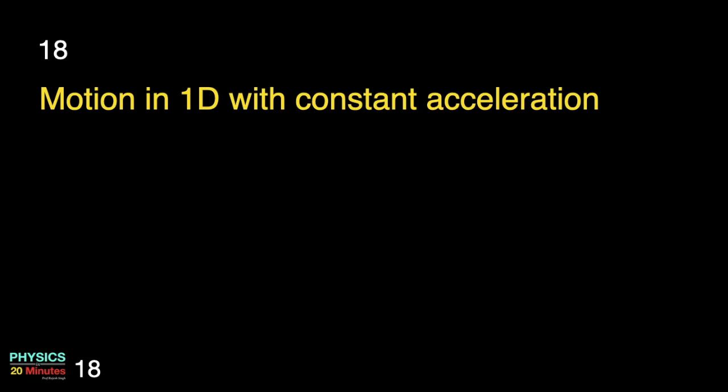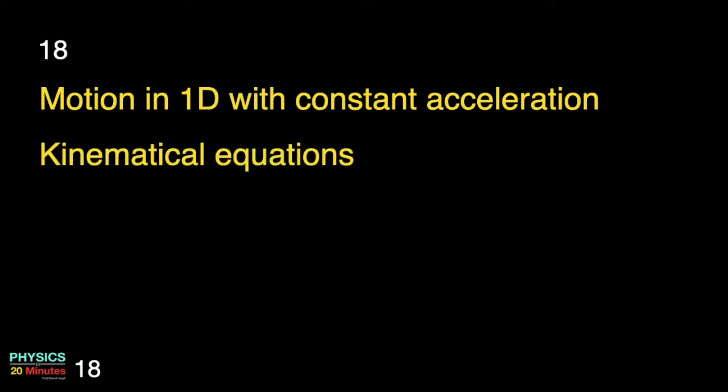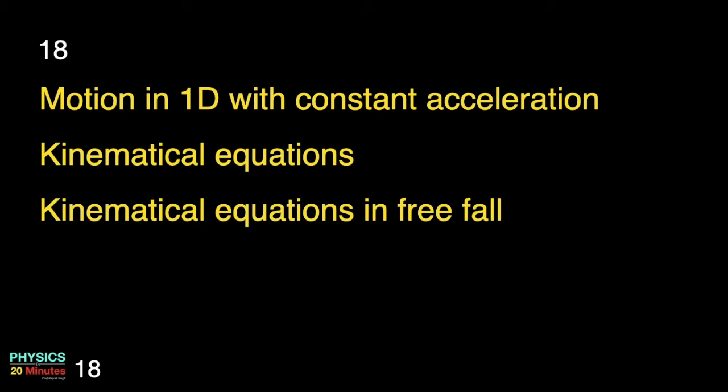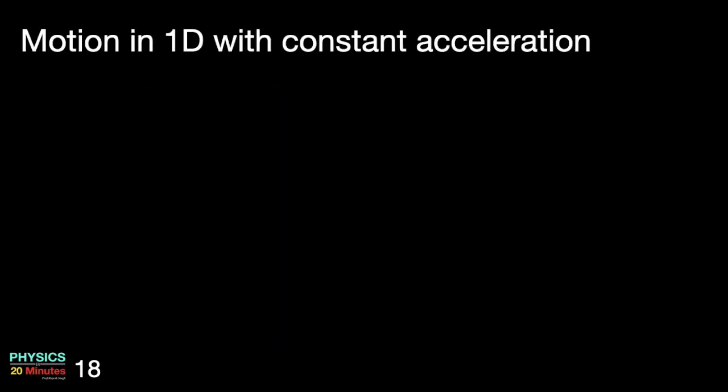We are discussing motion in one dimension, or motion along a straight line. In the last two videos we discussed the concepts of velocity and acceleration respectively. So in this video we will discuss motion in one dimension with constant acceleration. We will derive the kinematical equations. We will see how the kinematical equations look in a free fall situation. Prerequisites for this video are video number 16 and 17.